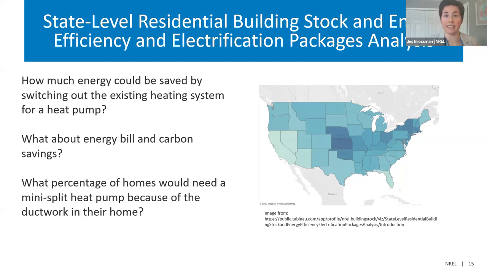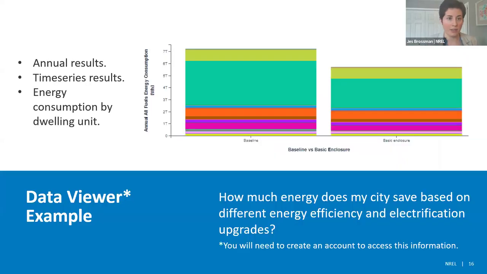This information is at the state level. State level is helpful to start with because it gives you an understanding of the housing situation in your state and can help you come up with more detailed questions. So after we've gone through a state level example to help set the tone, we'll then be going through what we call our data viewer, which is how you can find out more granular information. The data viewer has results such as different annual results, time series results, and energy consumption by dwelling unit. Today, we'll just be going over some annual results.